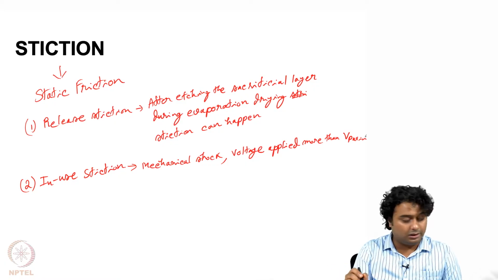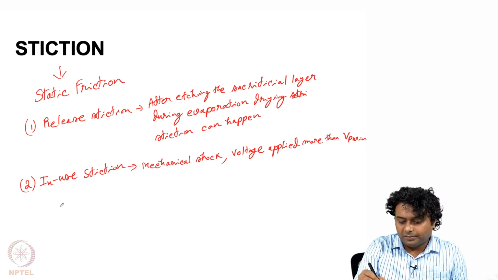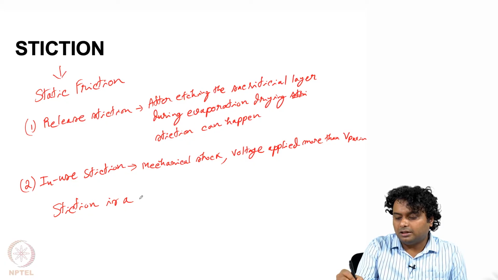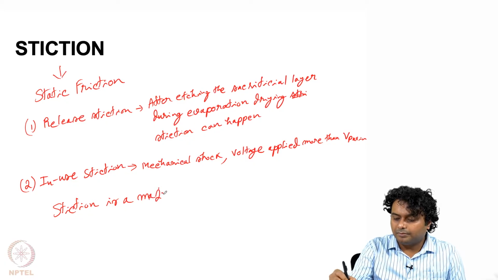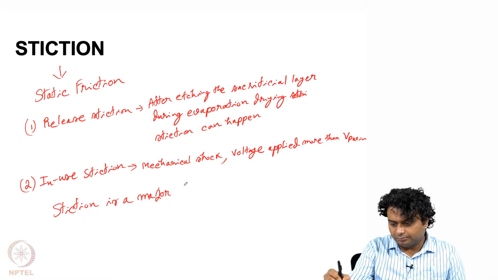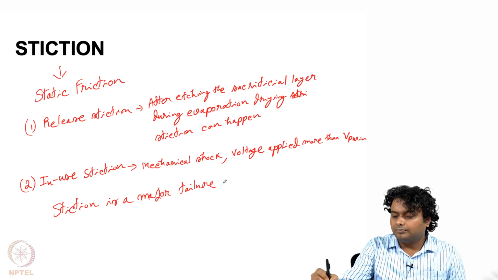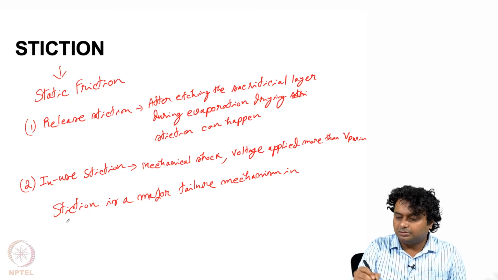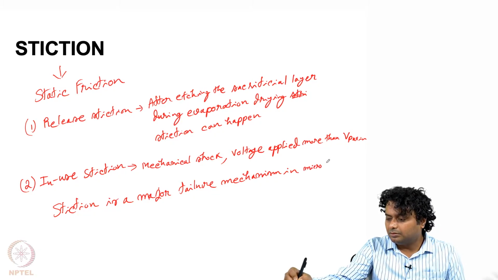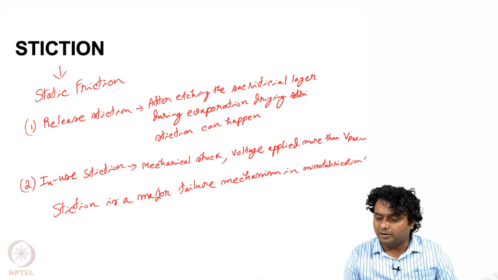And what we need to understand in this context is that stiction is a major failure mechanism in microfabrication.